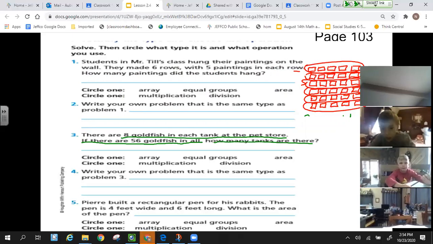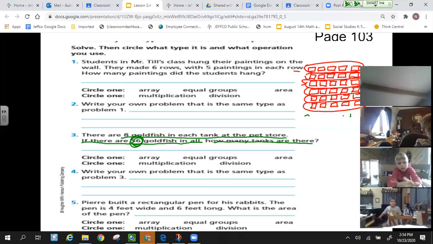I want you to visualize being in a pet store. There are 8 goldfish in each tank at the pet store. There are 56 goldfish in all. We already know the total. How many tanks are there? First, after you have visualized it, I want you to use the clues to determine if you are going to multiply or divide. When you know, show me on your fingers.